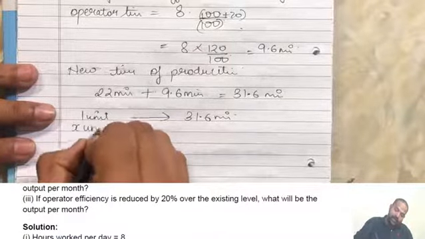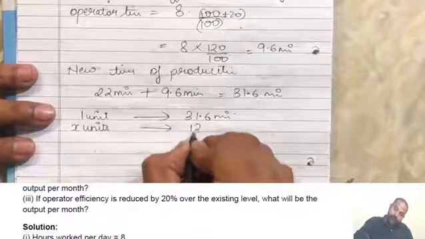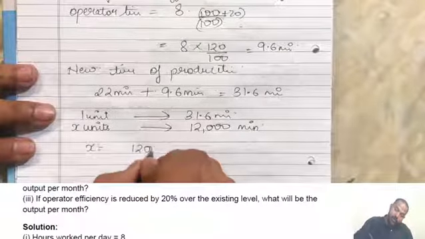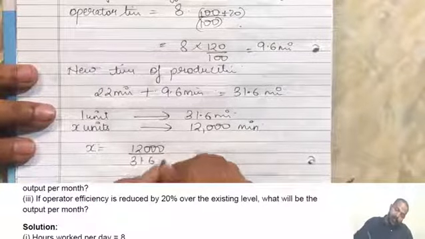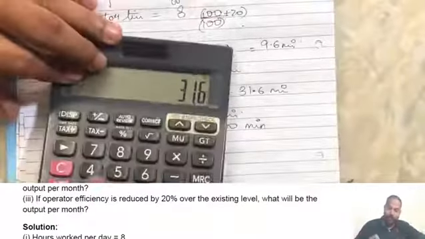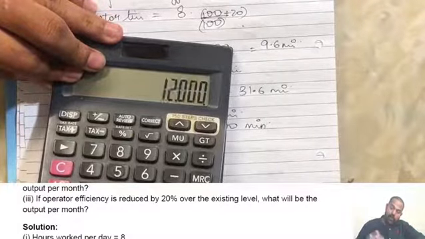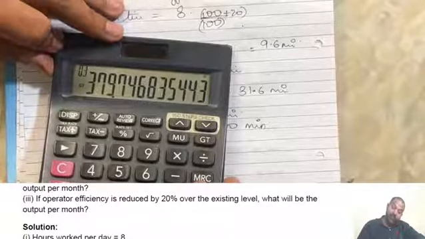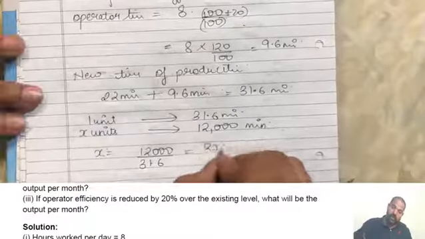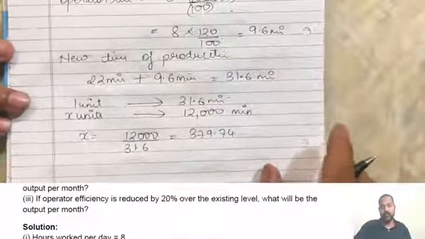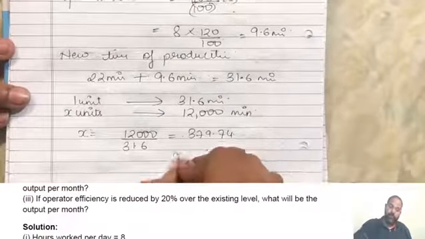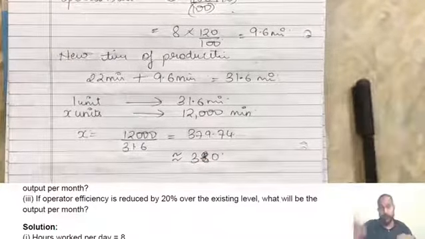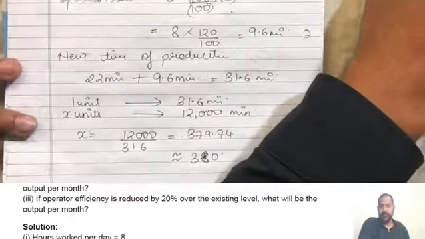So I will make X units in 12,000 minutes. X is equal to 12,000 divided by 31.6, which is 379.74. So I will make 379.74 units, which according to me should be approximately 379 only, but your institute material approximates it to the upper end. So the answer should be 380.